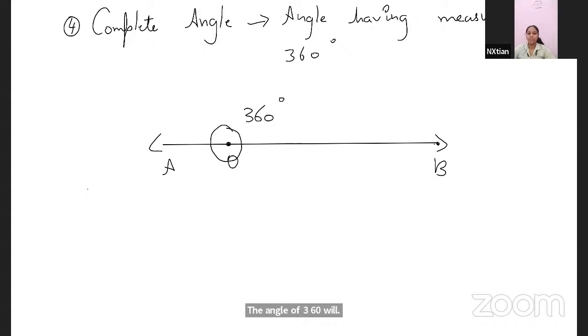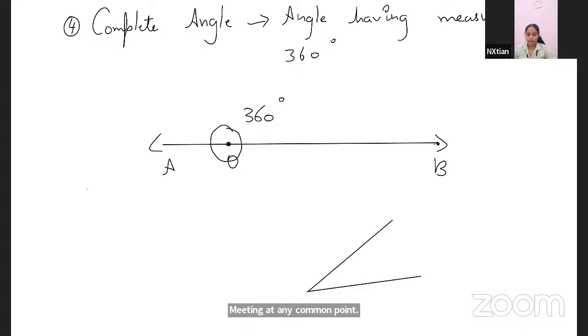Okay, 360 degree will form. I thought that normally it was a full angle. Full angle, yes, a complete angle. When two lines are directly upon each other, it makes a complete angle. If they are meeting at any common point, it will form an angle.